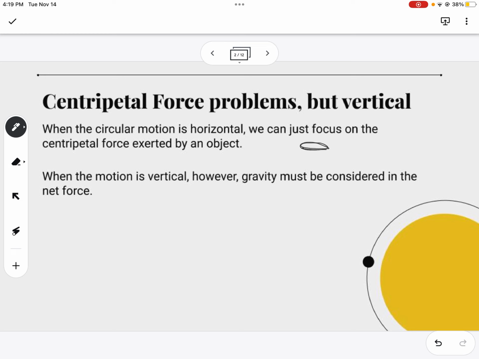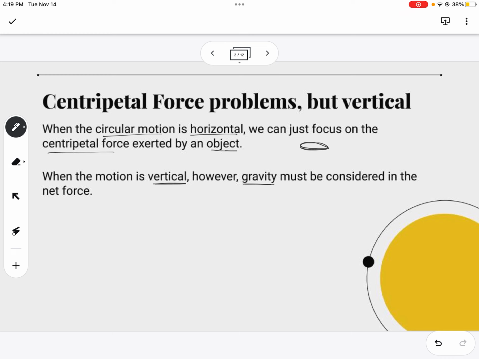But what happens if we turn this into a vertical circle? Think back to that water example, right? We were, for the most part, swinging that in a vertical circle. If your circular motion is just horizontal, you can just focus on the centripetal force exerted by an object. But if your motion is vertical, gravity is going to have to be considered, because now I'm thinking net force.